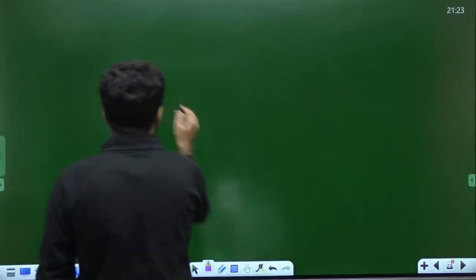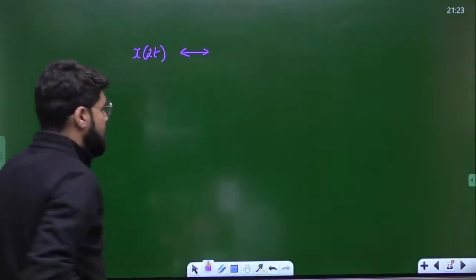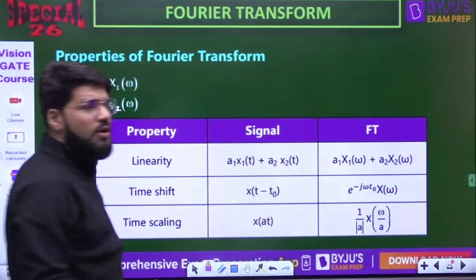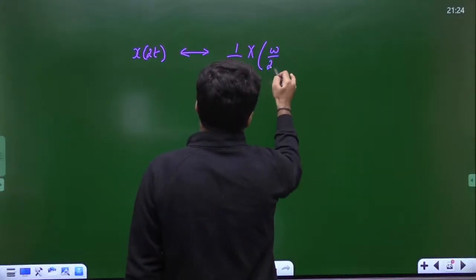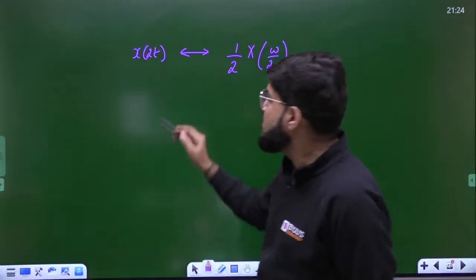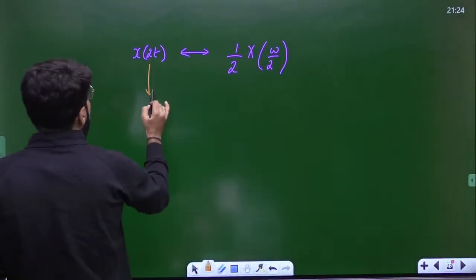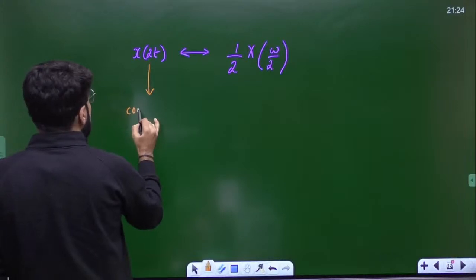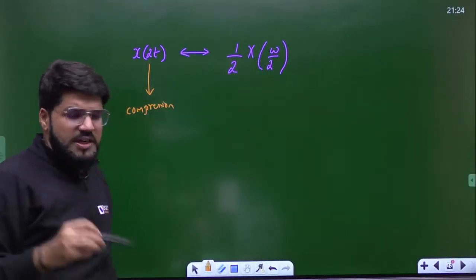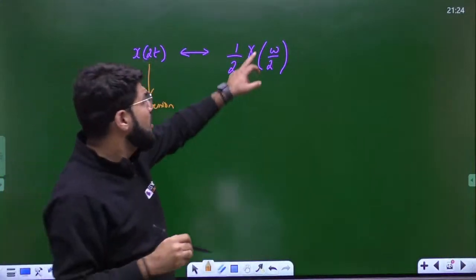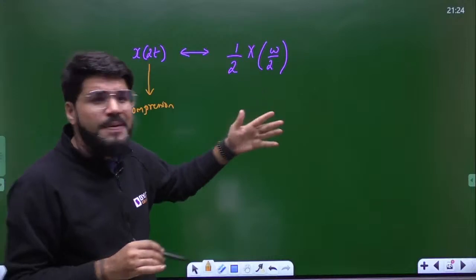Let me elaborate this point here. There are some fundamental factual points that you must remember. If I take, for example, x2t, what will be the Fourier transform? 1 upon 2 x of omega by 2. When you sketch x of 2t, a greater than 1, it is the case of compression. But in the frequency function it is omega by 2, so the scaling is 1 by 2, which represents expansion.